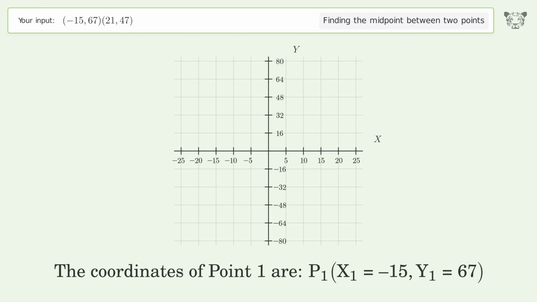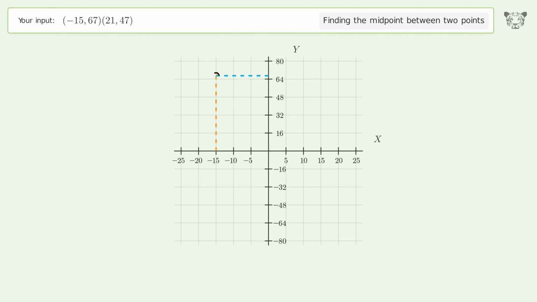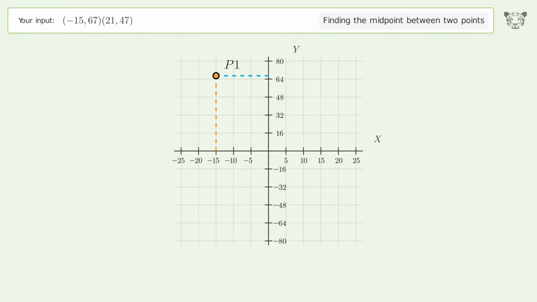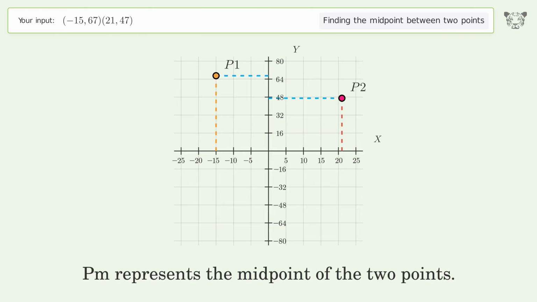The coordinates of point 1 are, x1 equals -15, y1 equals 67. The coordinates of point 2 are, x2 equals 21, y2 equals 47. PM represents the midpoint of the 2 points.